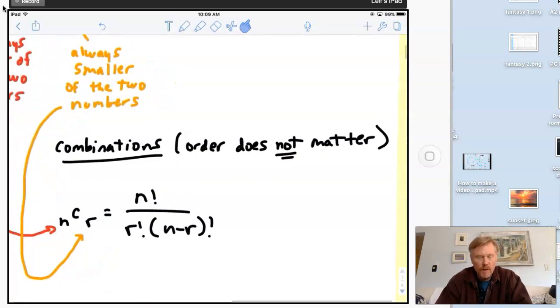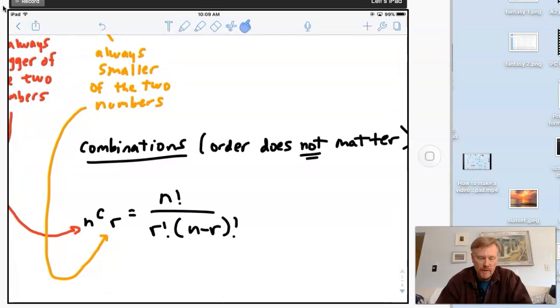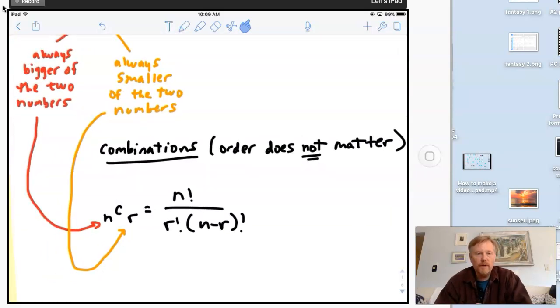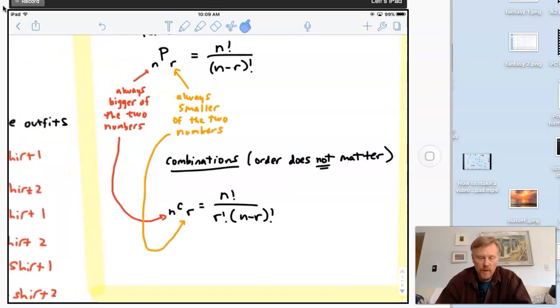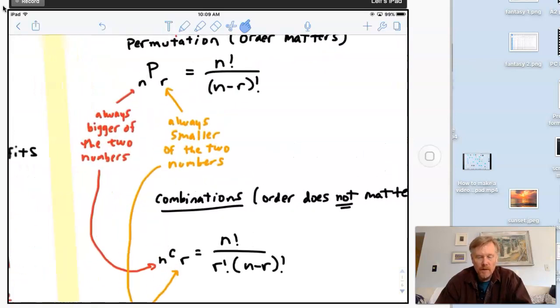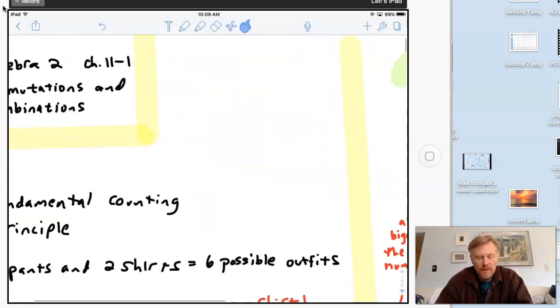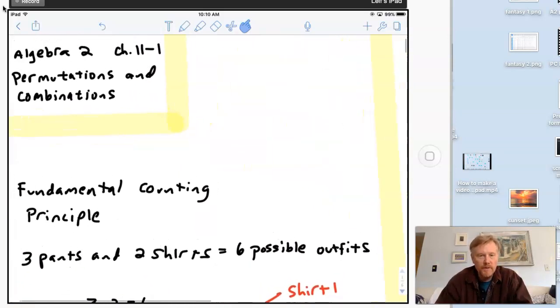Here's the formula for the combinations, which is the same thing with the bigger number always in the front, smaller on the right. And that'll determine the N and the R. This one has an extra R factorial in there. And like I said, I'll show you how to use these in a few minutes. But combinations is where order doesn't matter. Permutations is where it does. All right, so that's some of the big stuff that we'll be getting to.